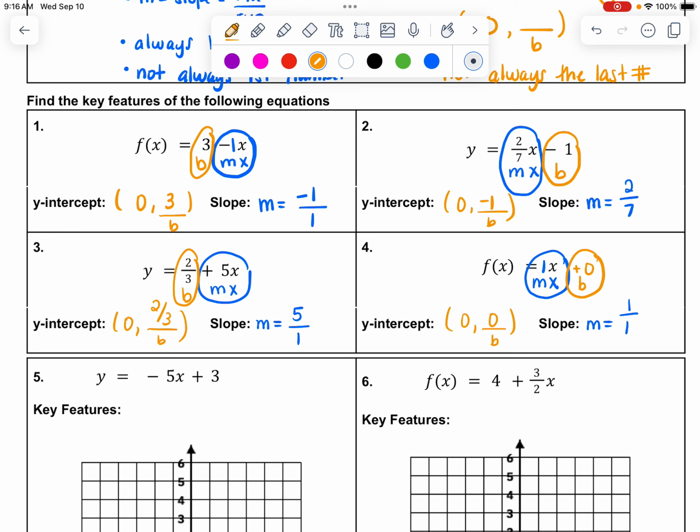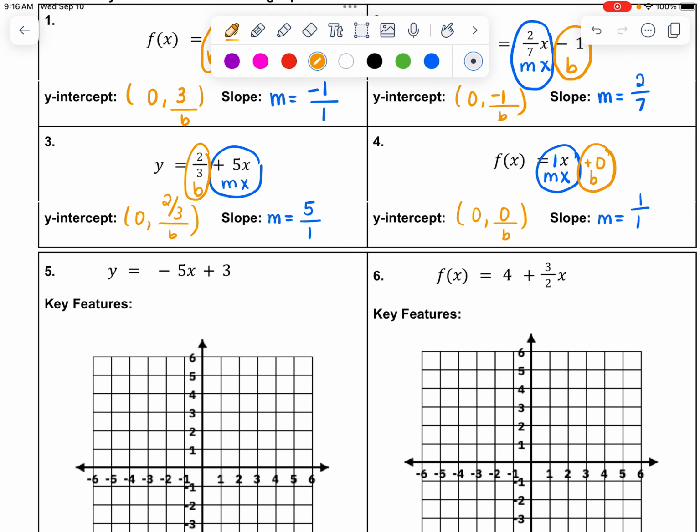The last thing we're going to talk about today is what do we do with this information once we find the key features? So first thing we're going to do every time we see an equation is we're going to make a list of the slope, which is the m, and the y-intercept, which is the b. When I look at this equation, the x term is first. So my m will be -5 over 1. And the b term, which does not have an x, is last. So I would write 0, comma, 3.